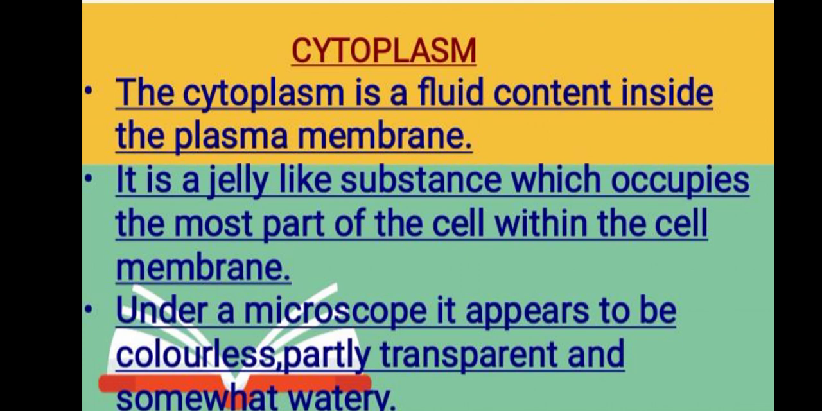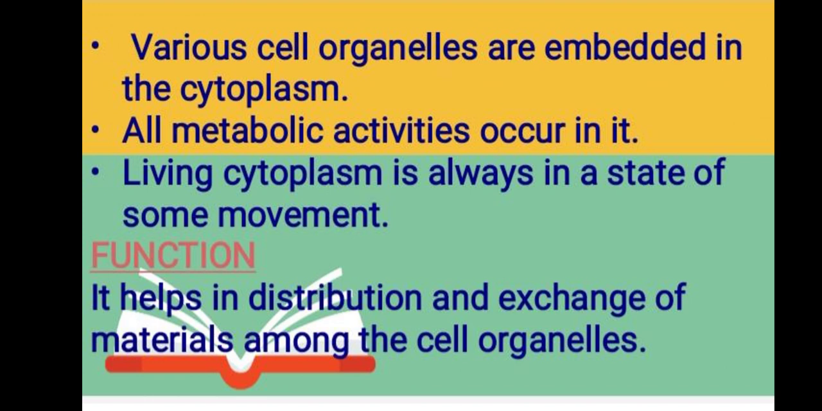Let's look at the next topic, cytoplasm. The cytoplasm is a fluid content inside the plasma membrane. It is a jelly-like substance which occupies most of the cell within the cell membrane. Under a microscope, it appears to be colorless, partly transparent and somewhat watery. Various cell organelles are embedded in the cytoplasm. All metabolic activities occurring inside the cell occur actually in the cytoplasm. Living cytoplasm is always in a state of some movement. Let's see the function of cytoplasm. It helps in distribution and exchange of materials among the cell organelles.